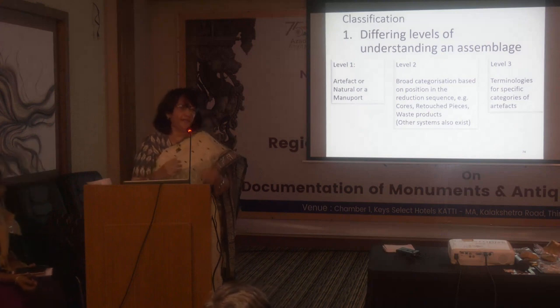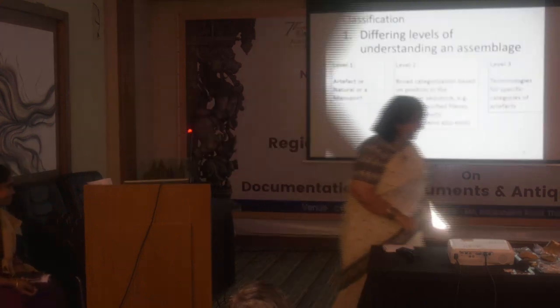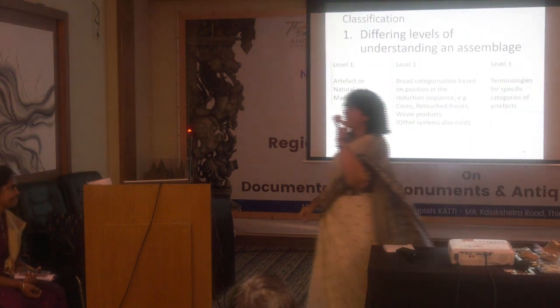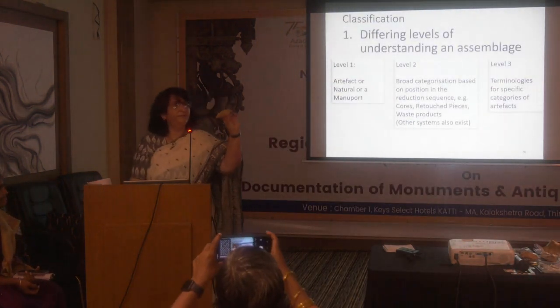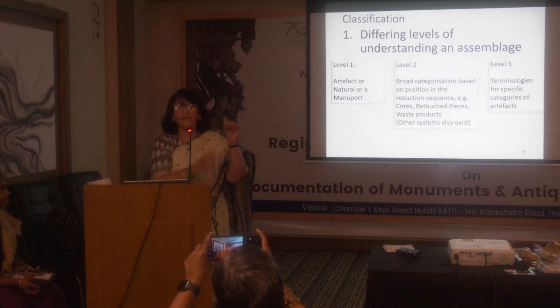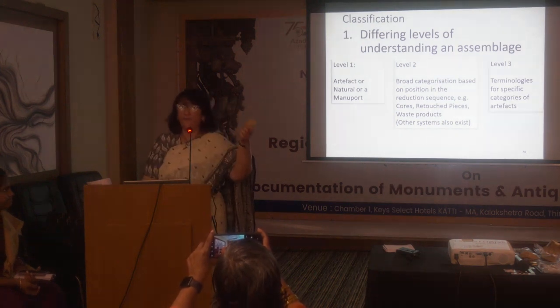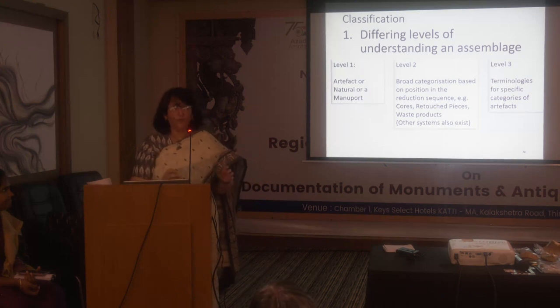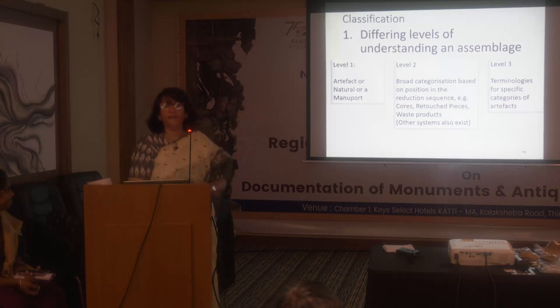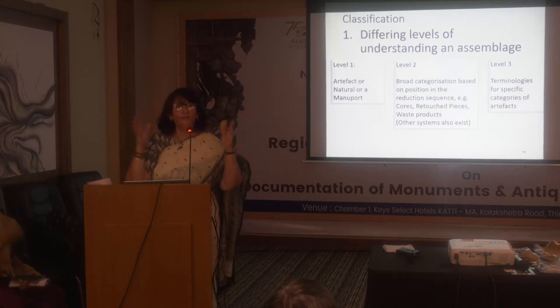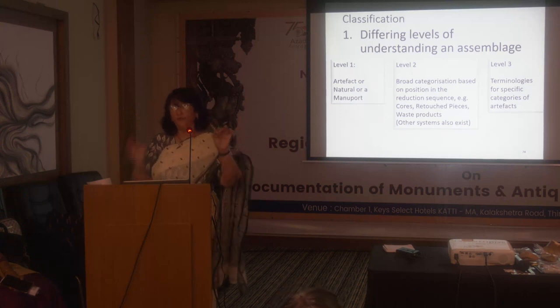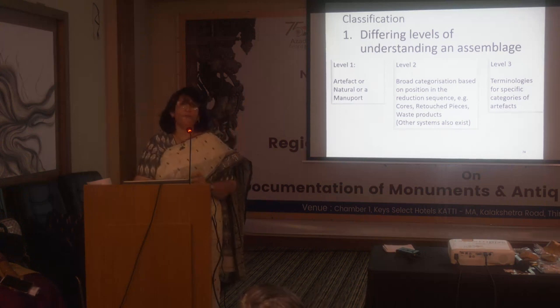In our office, it's not simple that we do scraper. So I've got this piece here. I've got this piece. You can see it's beautifully retouched. It's a scraper on a flake. Now, at the first level, all you need to do is to know whether it's an artifact or natural. After that, the second level is a broad categorization, not merely trying to push this into some tight box. We are very fond of boxes.